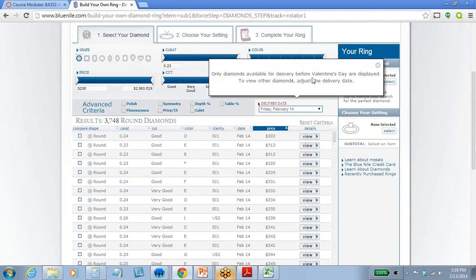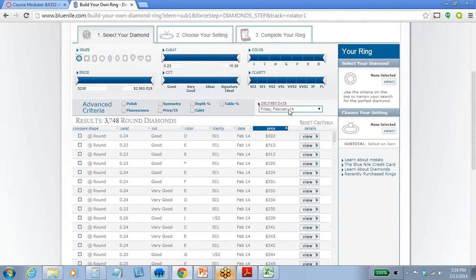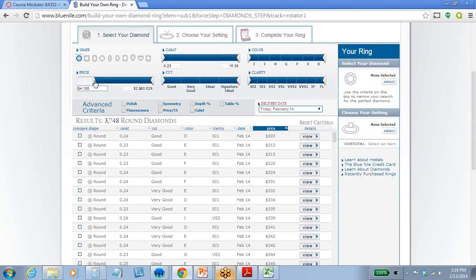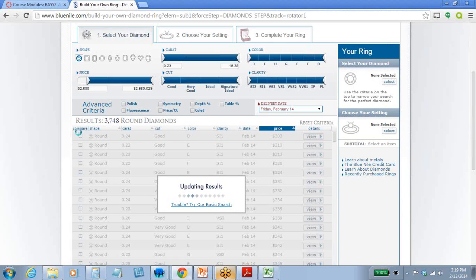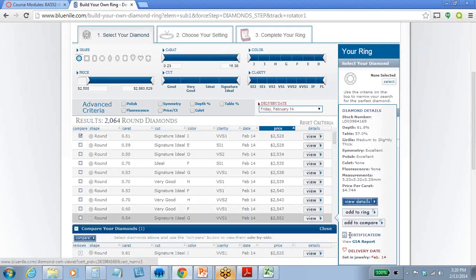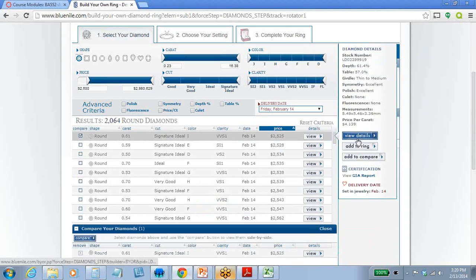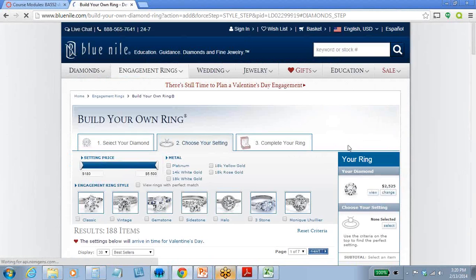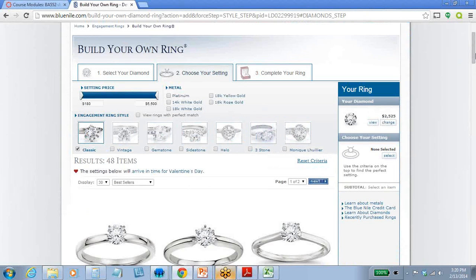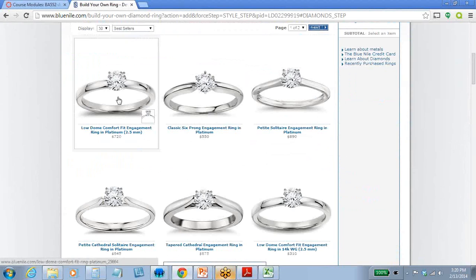and it does say only diamonds available for delivery before Valentine's Day are displayed. So that means anything which is after that date cannot be delivered. So that means tomorrow, they can deliver it tomorrow. And I'm gonna go a little less fancy, I guess, and select that one. And once I see it, I can add it to the ring. I can choose my setting. That looks good.